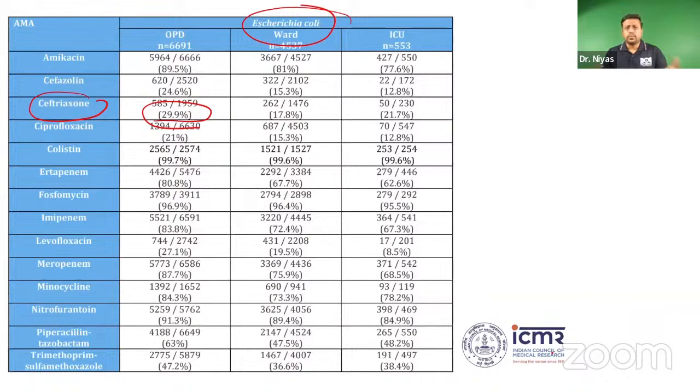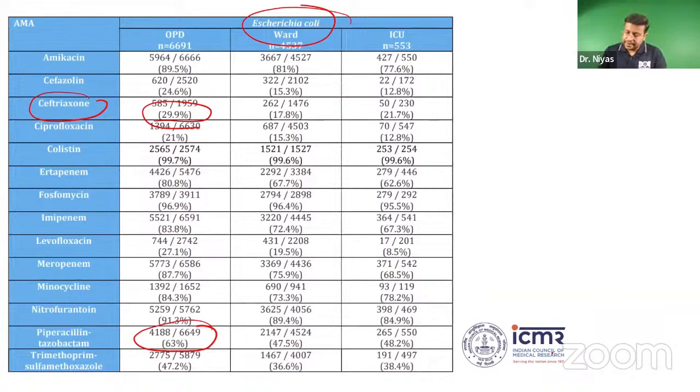Now, the second agent, for example, piperacillin tazobactam is given as 63%, but it changes from place to place. For example, in my place, we have excellent susceptibility to piperacillin tazobactam as well as cefoperazone sulbactam, like more than 90%. For you, we use these agents as the primary agents if the patient is not in sepsis.